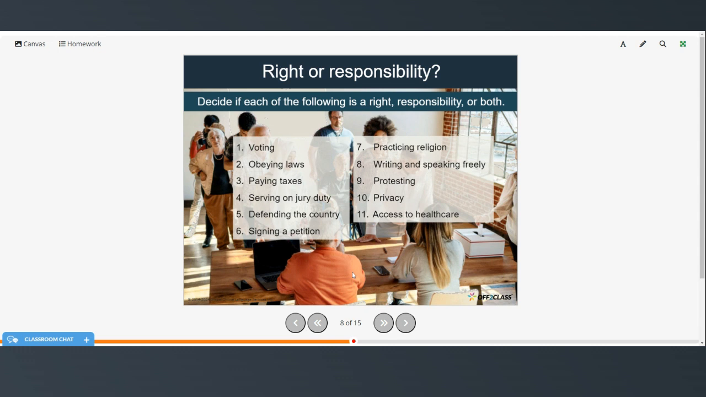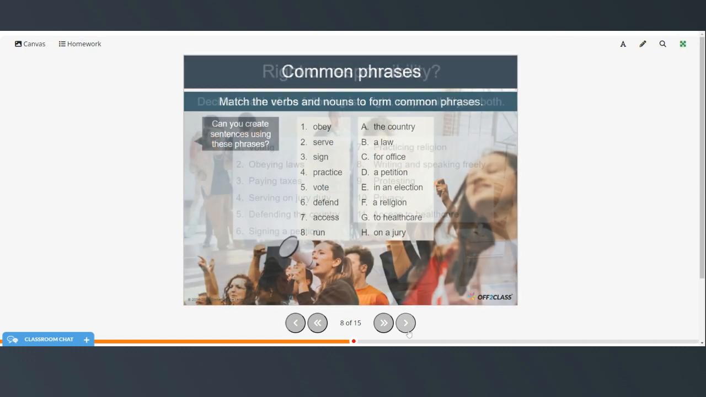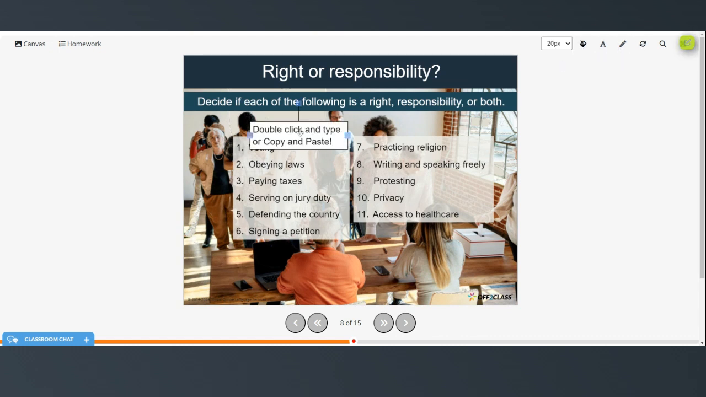All right, so let's decide if each of these things is a right, a responsibility, or both. So voting, it's definitely a right. Some people might also consider it a responsibility. So a right possibly, or possibly both. Oops, I should make that a little clearer as to they both are. So we do it this way.